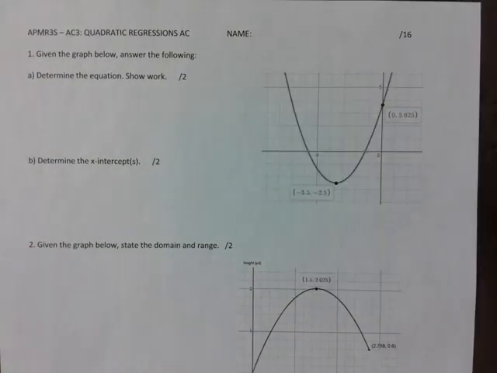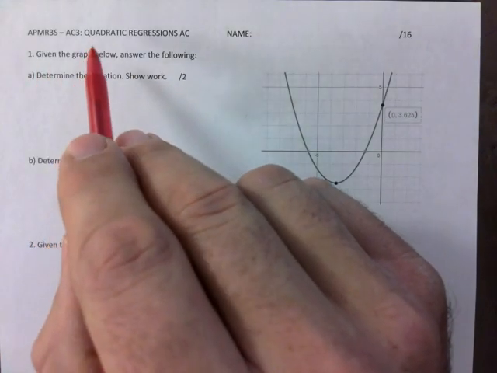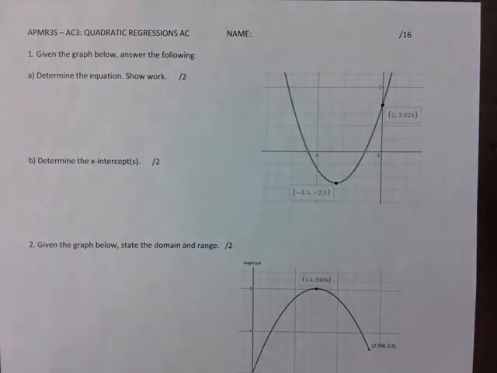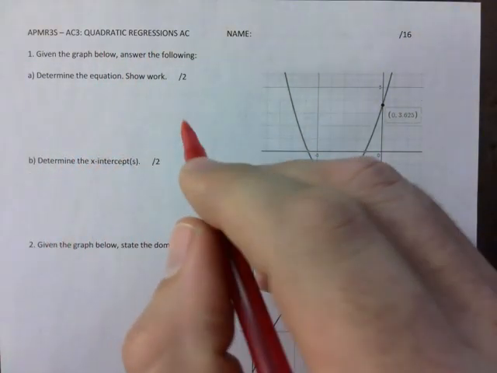You can put a date on it, because then it'll be under today's date if you ever want to look back. Today's the 27th. Okay. Given the graph, answer the following.